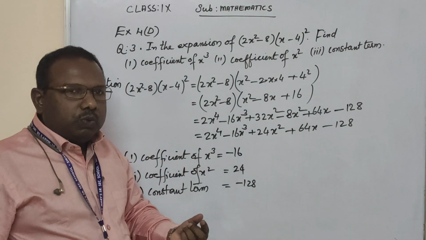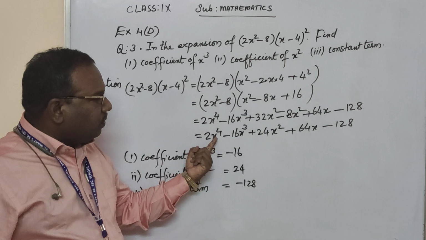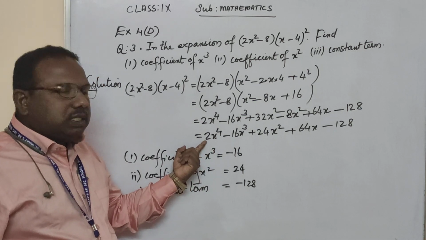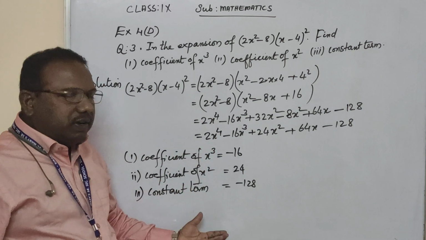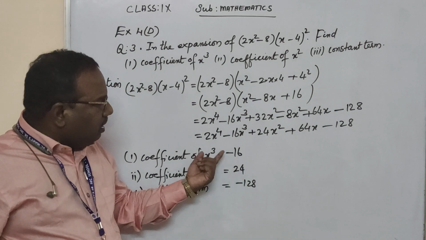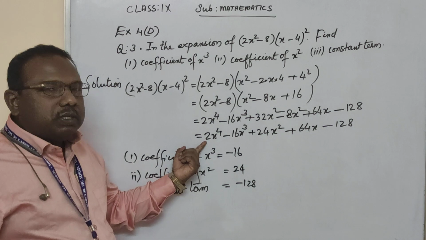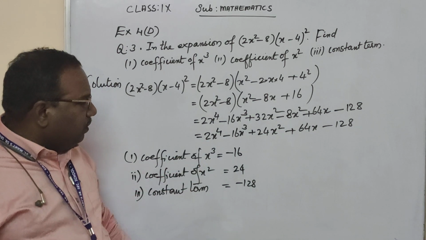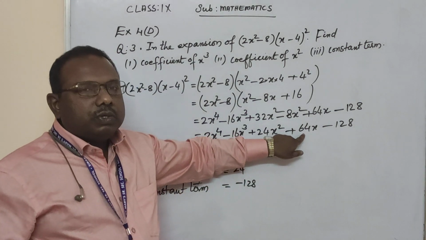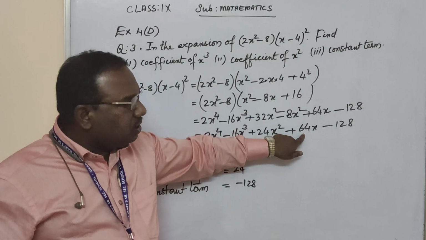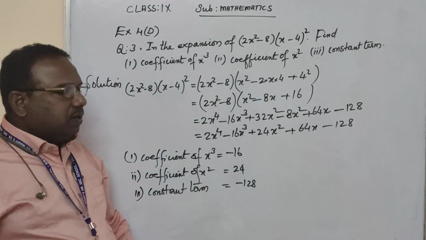I want to ask you, what is the coefficient of x raised to 4? The coefficient of x raised to 4 is 2. It is not given in the question, but I am just asking you. The coefficient of x raised to 4 is 2 plus 2. Likewise, the coefficient of x is plus 24, plus 64. So this way you can find out.